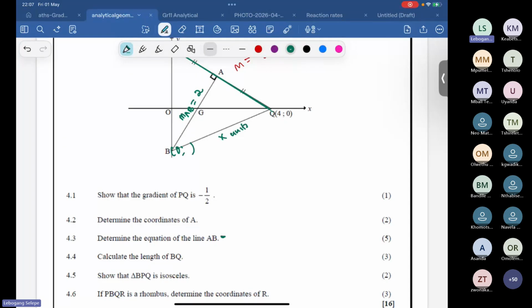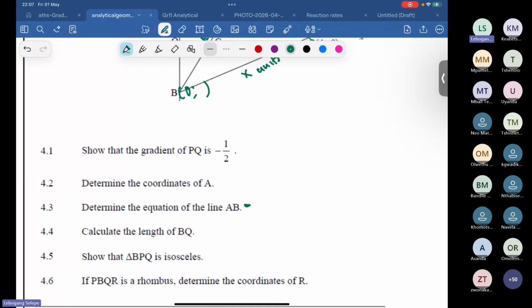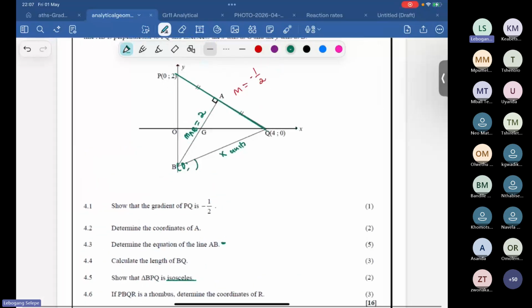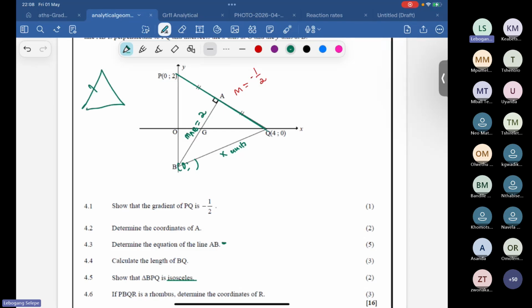This is x units. And now the question says to you, again, show that triangle BPQ is an isosceles triangle, or show that it's isosceles. So again, it shows you that you need to really understand or remember quadrilaterals and triangles. So remember that when we're talking about an isosceles triangle, we're talking about a triangle that has 2 sides being equal, right? This is isosceles, right? So you need to show that 2 of these sides are the same and they're not the same as the last one, the third one.